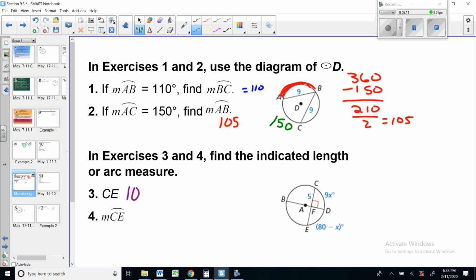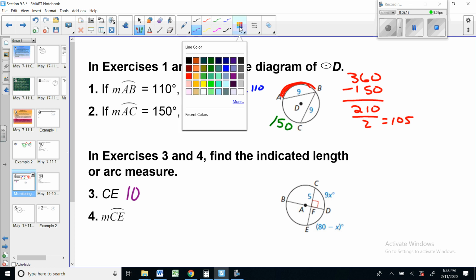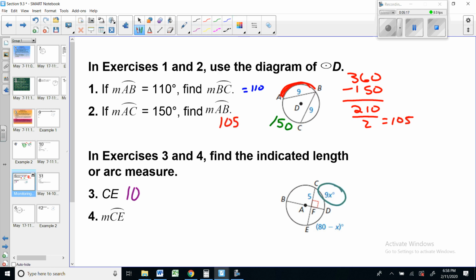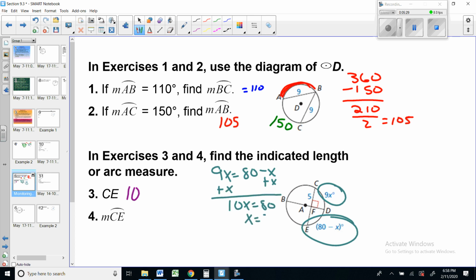What about arc CE? Well, we know that with this problem here, that these two pieces of 9x and 80 minus x have to be the same. So we're going to let them equal each other. We're going to add x to both sides. So 10x is 80. That means that x is 8.